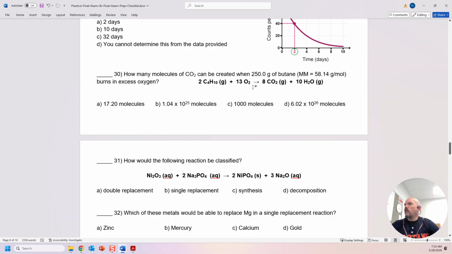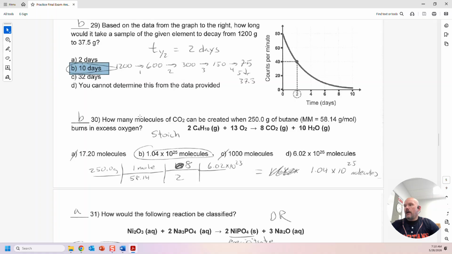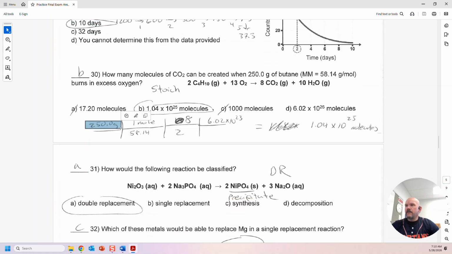All right, so if we had to guess, it's either going to be this one or this one. It's only going to be this one if we're multiplying Avogadro's number by 10 a couple times. So probably not this one, but let's do the math. All right. So we take our 250 grams of butane, we divide it by 58.14. Multiply it by 8, divide by 2, or just multiply by 4, and then multiply by Avogadro's number, and that's our answer. Okay, so it came out to be answer choice B.